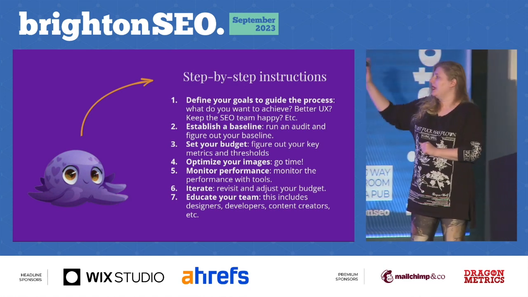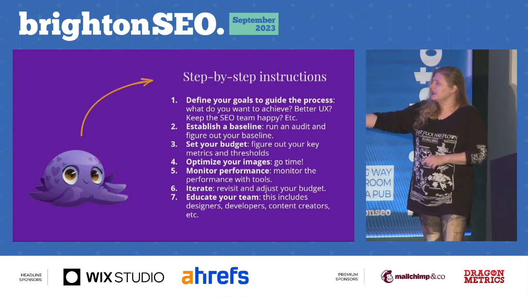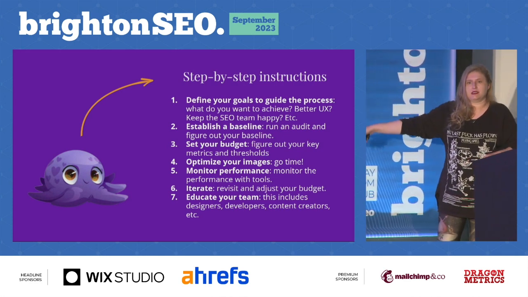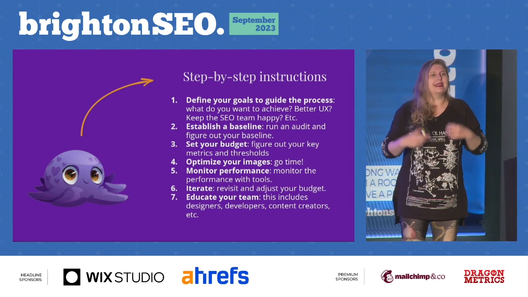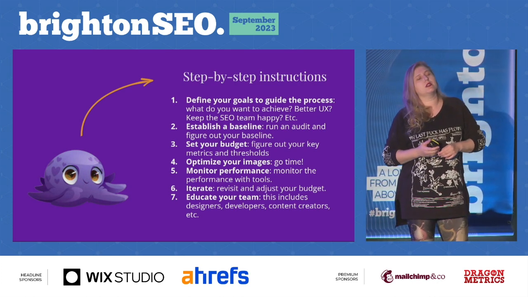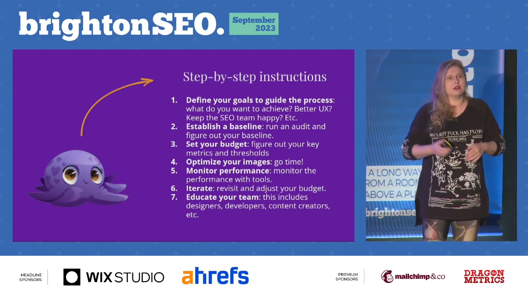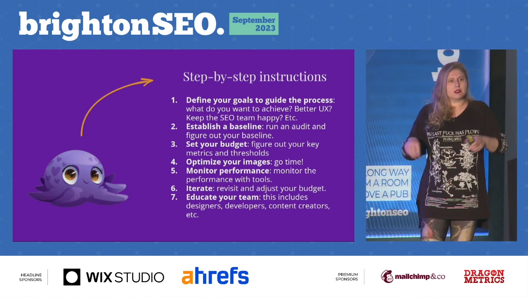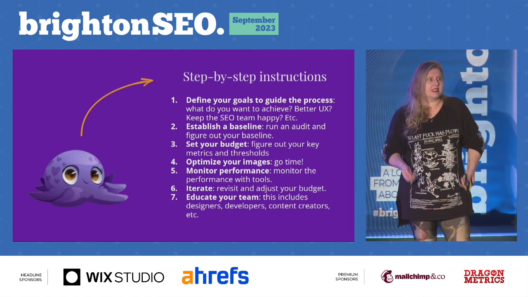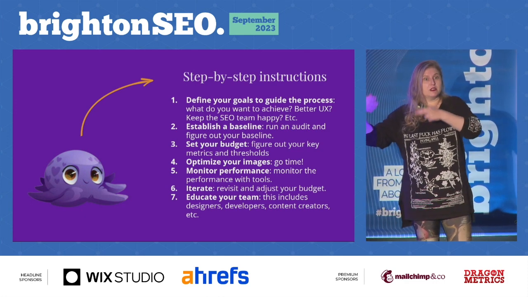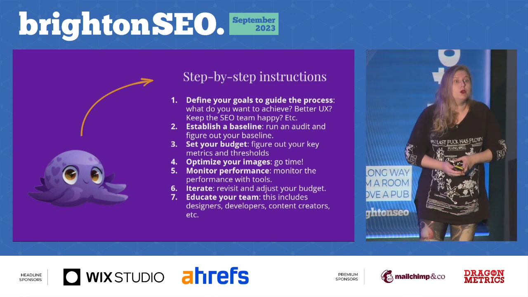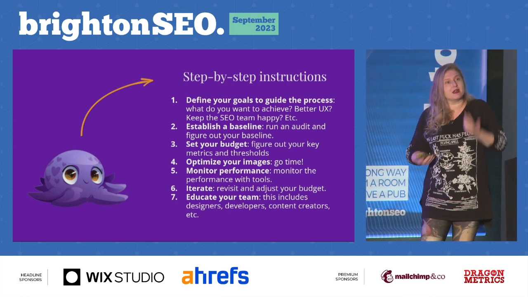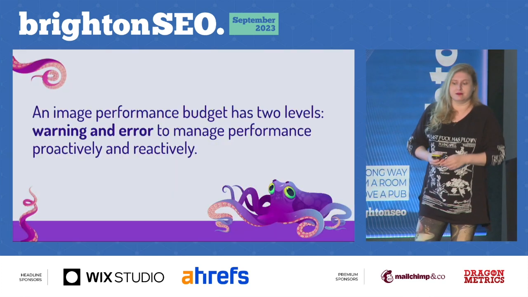Iterate. Educate your team. This includes designers, developers, content creators, etc. What does that mean? You can take my slides and you can explain to people, okay, so when we're talking about a milestone metric, here's what it means. When we're talking about a rule, in plain old English, when this happens on the website, we will have an alert that does this. And we will have to respond to it. Communicate to people and make them care about this the way you do.